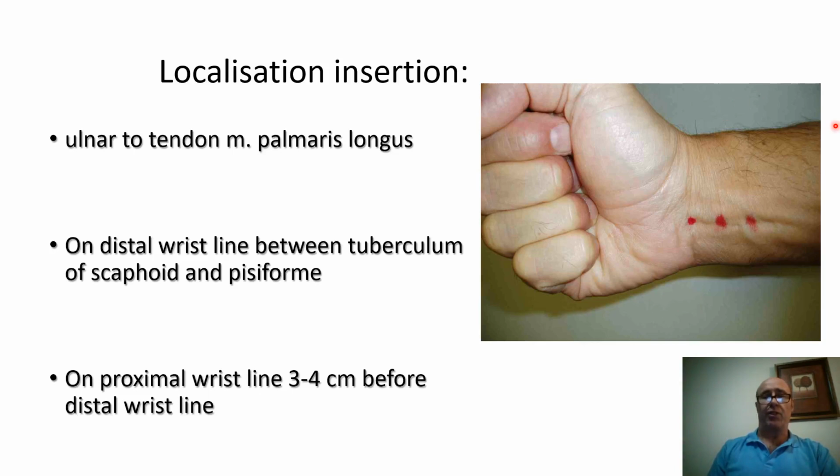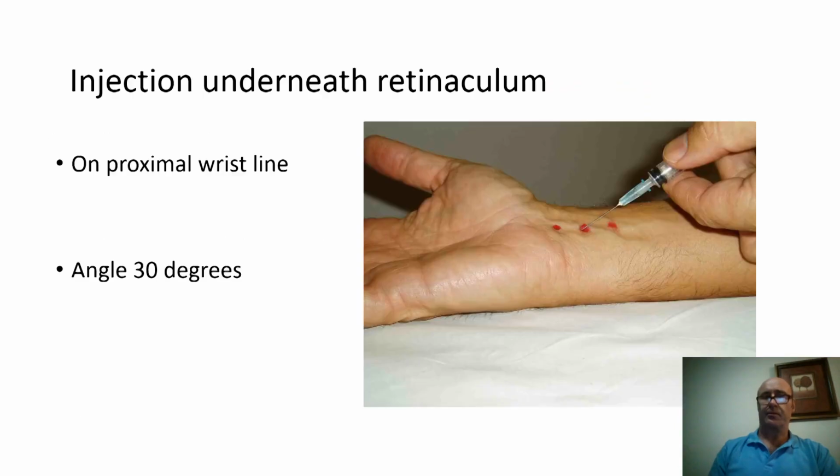The safe injection would be to take the proximal wrist line and you inject a couple of centimeters before that, so you're injecting the nerve before it enters the carpal tunnel. It's probably a safe injection there. Angle your needle in at about 30 degrees. You can see they're using a fine blue needle here. And be very careful that you don't have any symptoms while you're injecting.